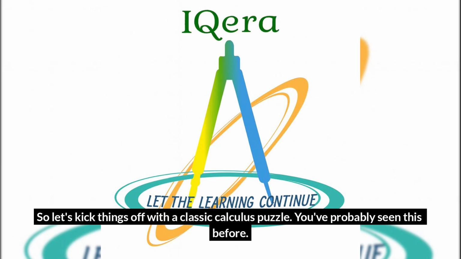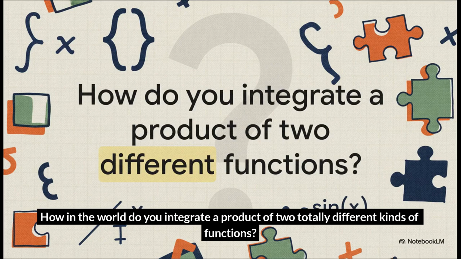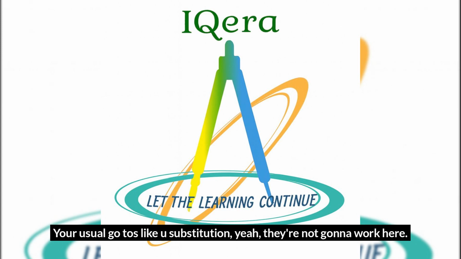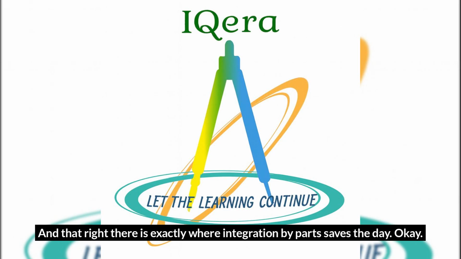You've probably seen this before. How in the world do you integrate a product of two totally different kinds of functions? Like an algebraic function like x getting multiplied by a trig function like sine of x. Your usual go-tos like u substitution, yeah, they're not going to work here. And that right there is exactly where integration by parts saves the day.